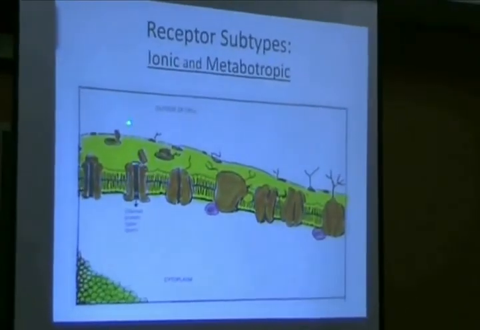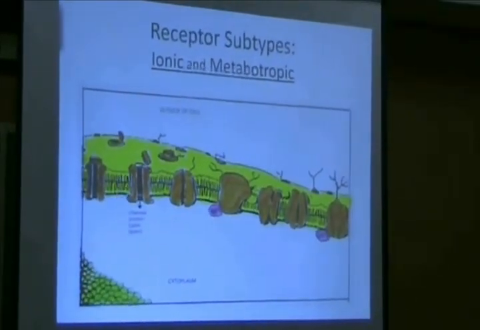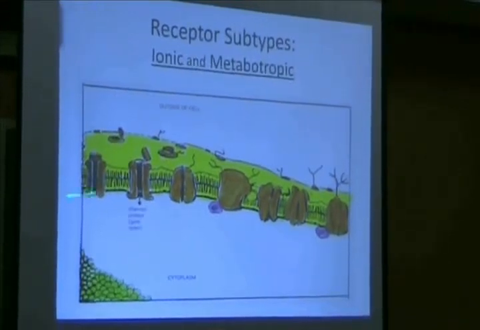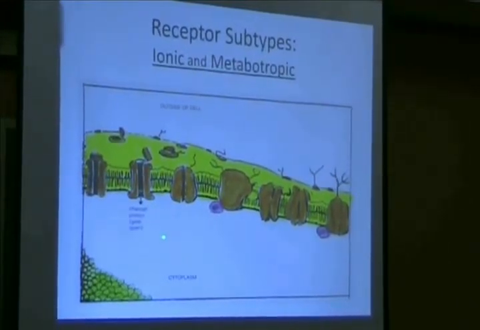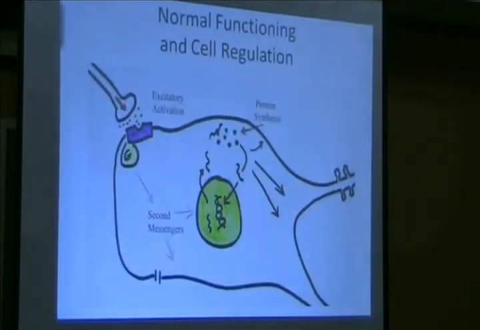It gets activated and in come ions that turn on the cell or may shut it down. Metabotropic receptors are the other kinds of postsynaptic receptors, and when they get activated, they don't directly cause the nerve cell to fire, but they set in motion a gradual change in the internal chemistry of these cells.